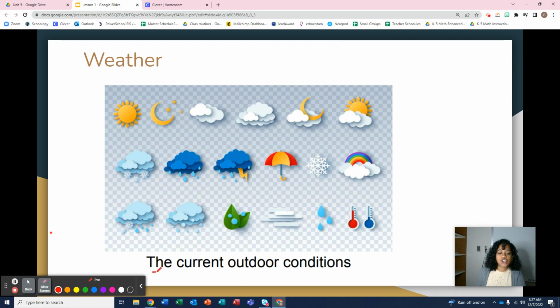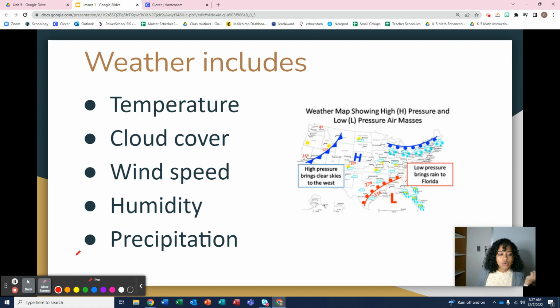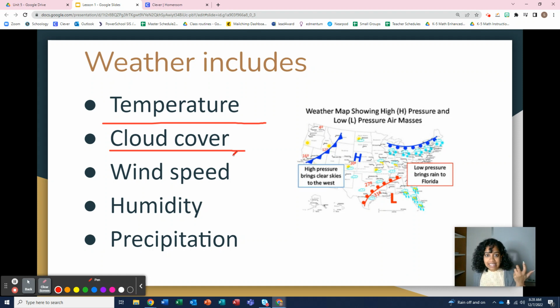So, weather is the current outdoor conditions. To determine weather, you can just go outside and make some observations. Weather is going to include things like the temperature, how hot or cold it is, and cloud cover. So, is it partly cloudy? Is it sunny outside? Is it raining? Wind speed, how fast is the wind going?